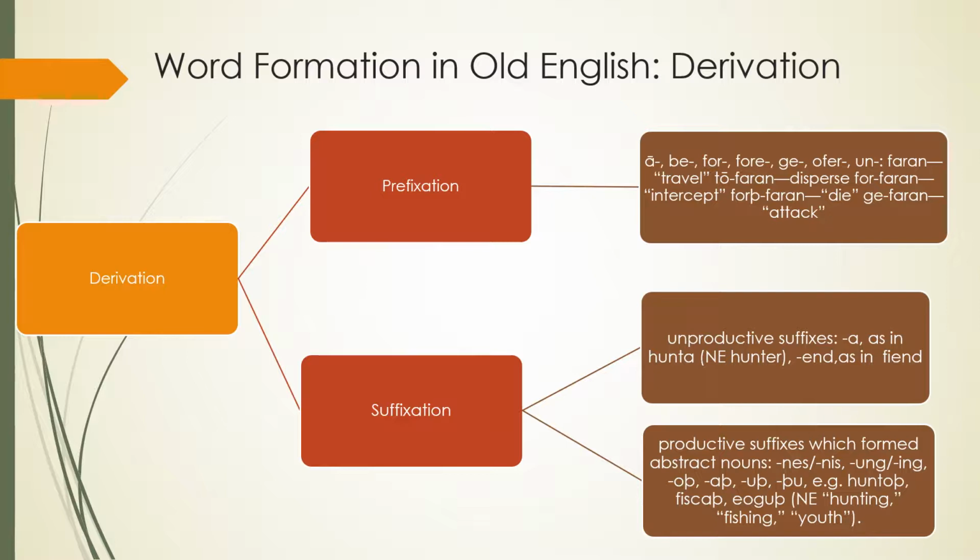But out of all word formation techniques, suffixation was by far the most productive means of word derivation in Old English. Most of the time, suffixes were applied to form nouns and adjectives, and seldom to form verbs. Among the nominal suffixes, there were some dead, unproductive suffixes, a, as in junta, and, as in fiend, and productive suffixes, which formed abstract nouns, as, nis, on, in, ob, an, ob, pu, huntob, fiskab, iop, hunting, fishing, youth.